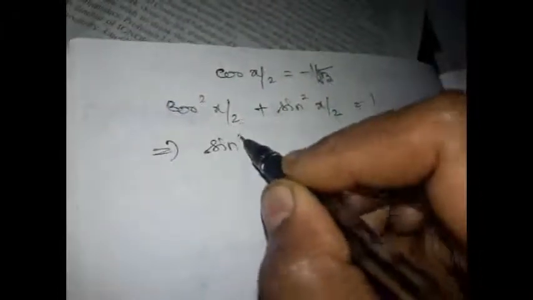Now after finding cos x by 2, we know how to find sin x by 2. We got cos x by 2 as minus 1 by root 3. We know the relationship, right? Cos square x by 2 plus sin square x by 2 equals 1. So this implies sin square x by 2 equals 1 minus cos square x by 2, which is 1 minus of 1 by root 3 the whole square, which is 1 minus, if you square it will become plus, root 3 the whole square is 3. Take LCM, 3 minus 1, which is 2 by 3.